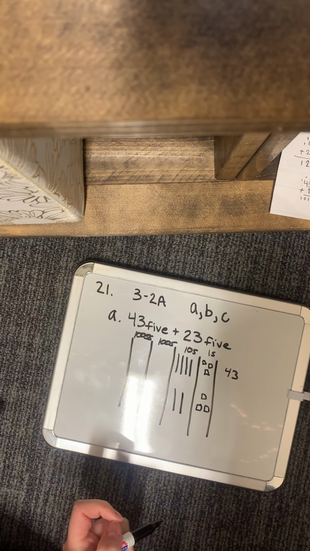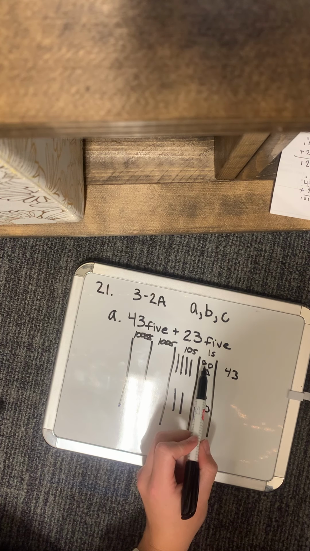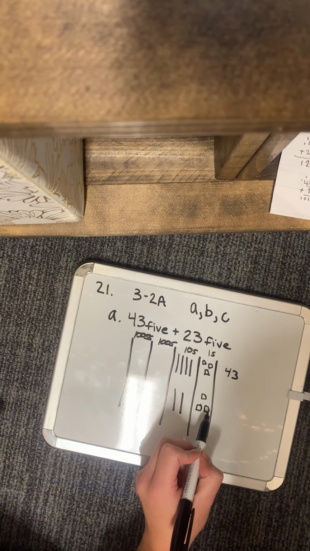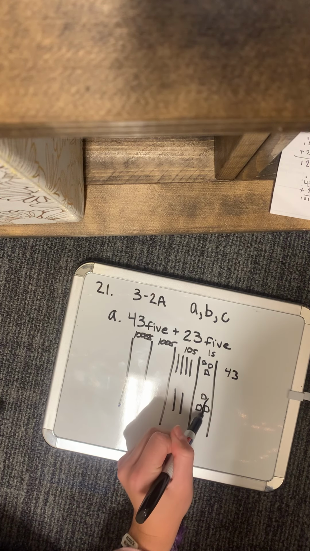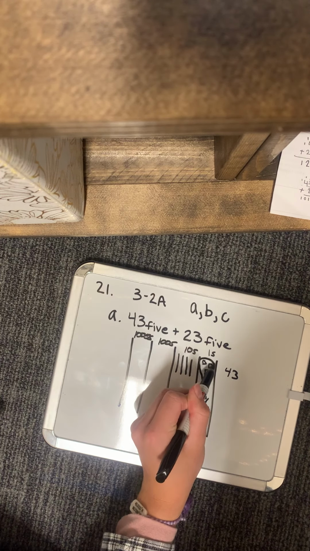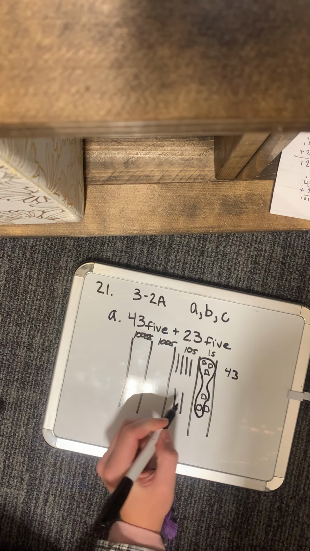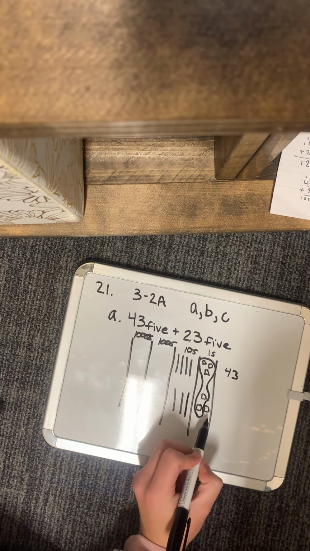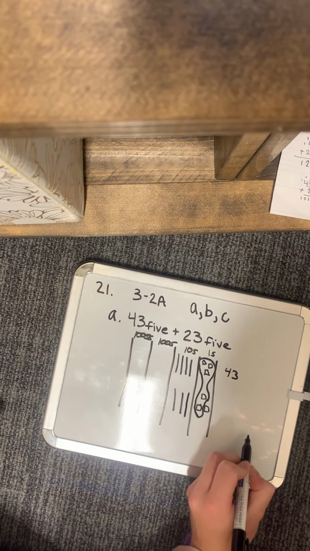Since we're working with base 5, we're looking for bundles of 5. So 1, 2, 3, 4, 5, 6. We have a bundle of 5. So I'm going to circle that because we're going to move it over here and change it into a 10. And we have 1 remaining in the ones.